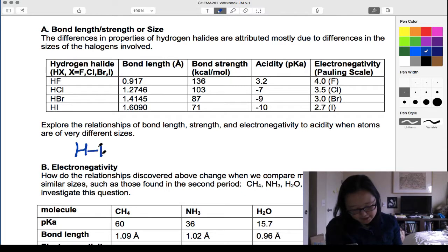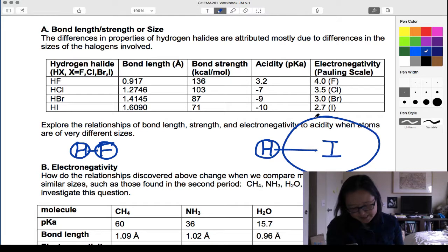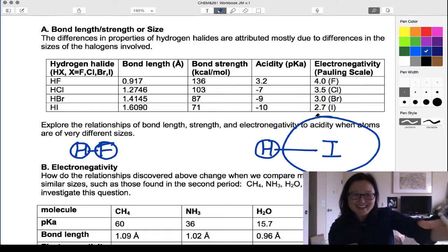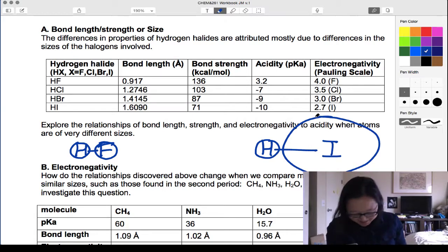We have HF on one side and HI on the other. I'm going to really exaggerate this. F is smaller so that these two can be closer together, whereas HI, I think of I like a pregnant woman or something, you know. It's harder to hug somebody. This is a long bond, all right? So this is going to make it longer and easier to break.